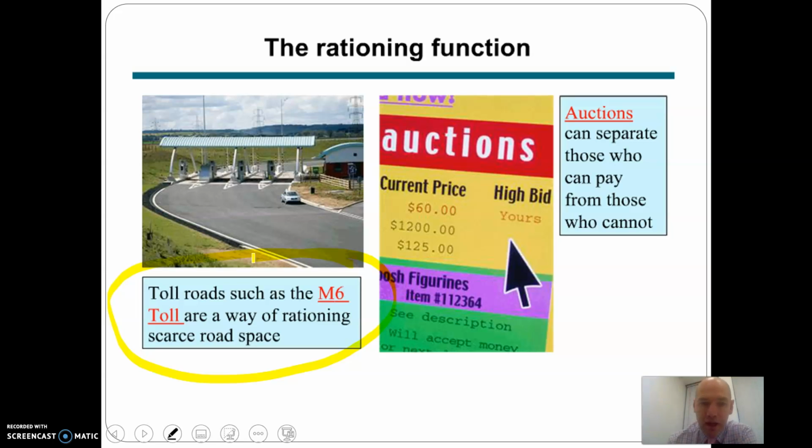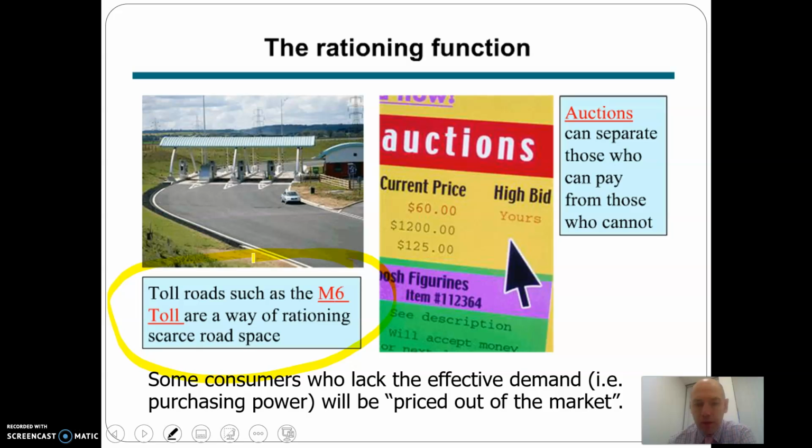privately funded, and those people who are prepared to pay more, well, it's a way of rationing scarce road space. Stops your traffic delays and allows you to motor at a good speed. If you're prepared to pay more, that facility is open to you. And those obviously who can't or who lack that facility, they lack the effective demand, are effectively priced out of the market.